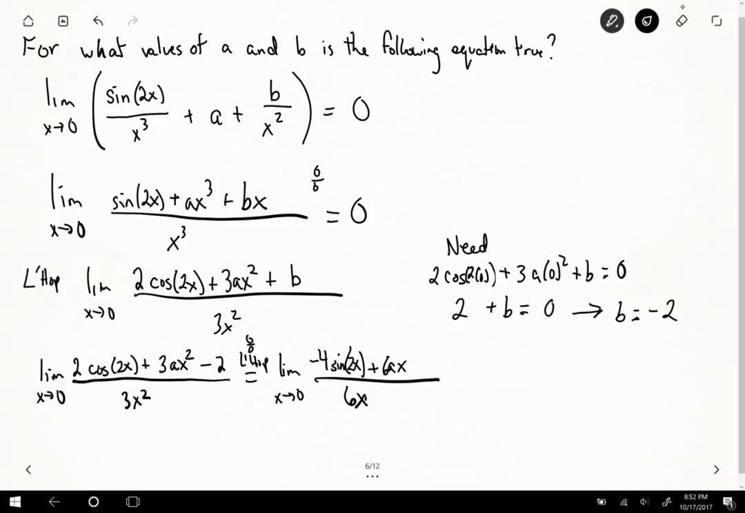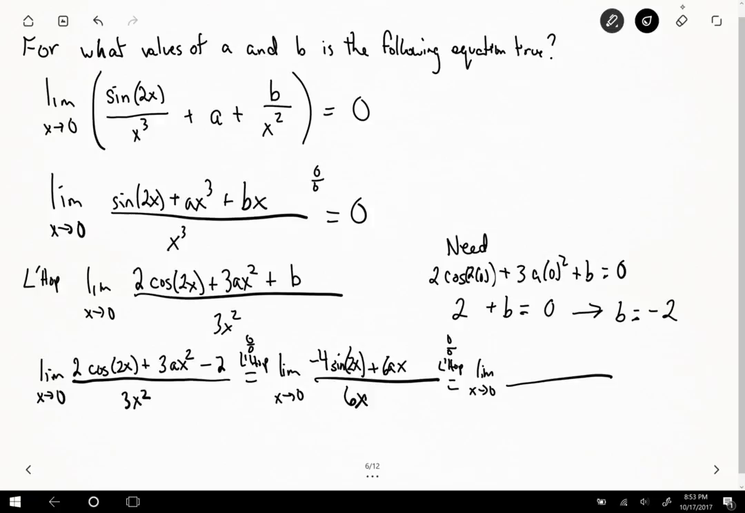Okay, and once again we need this limit to be equal to 0. In order for that to happen, what must occur? Well, we need another scenario, and luckily when we plug in 0, you get 0 in the numerator because sine of 0 is 0, and 6a times 0 is 0, and the denominator is 0, so you have another 0 over 0. So we can use L'Hopital's rule one more time, and hopefully this will be the big ticket.